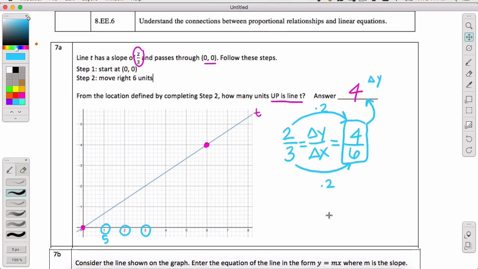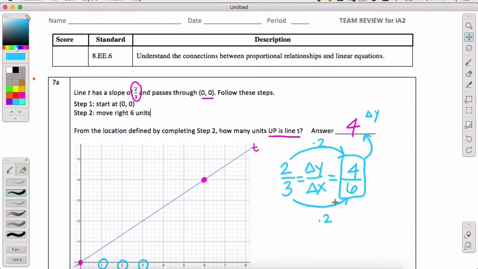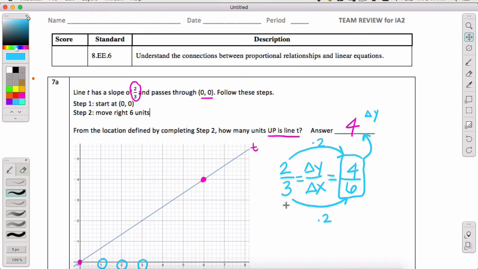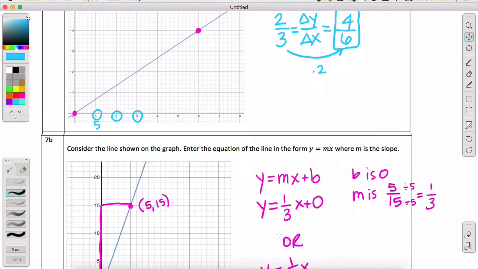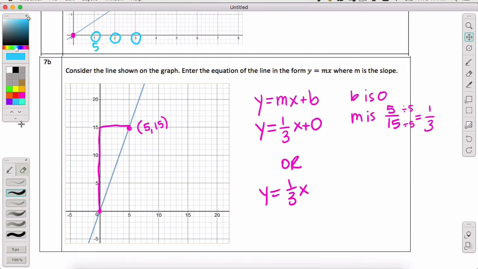If we go down to this one, the standard here says proportional relationships and linear relationships. Both of these were proportional relationships. Neither of these were linear. So it is fair game to give a linear equation here, not a proportional relationship.